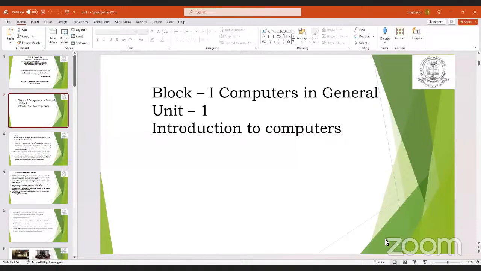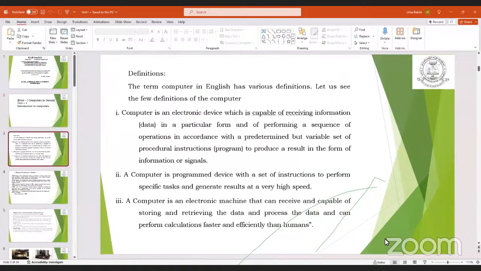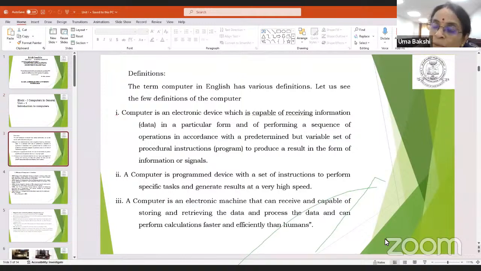Suppose I'm paying anyone, or doing any transactions, banking systems, railways, hotel booking, everything, or DMart, if you go, there also they are using computers. Everywhere we are using computers a lot. So computers are playing a very big role. And what is a computer? It is an electronic device.